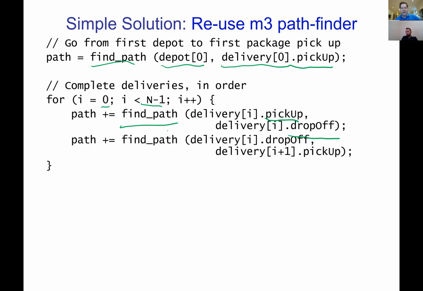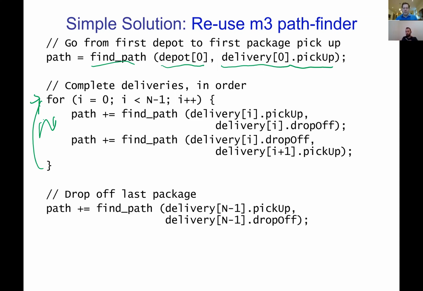Now I need to go on to the next. I need to go pick something else up. So I'm going to say, okay, I just dropped off package I. Go to the pickup for package I plus 1. So I do another find path, and then I just loop over this. I'm going to loop over this N times to make all of my deliveries.